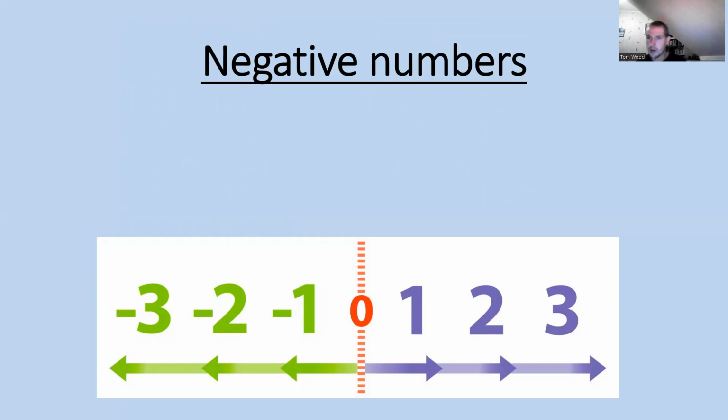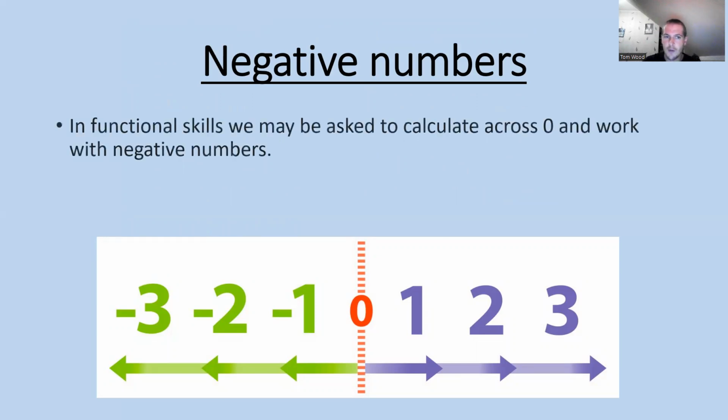So we need to have a very quick look at negative numbers and just make sure that everyone is okay with this idea of working across zero. A lot of very common mistakes can occur here. Some really useful ways of looking at it though.